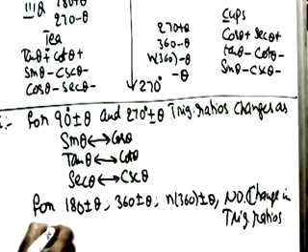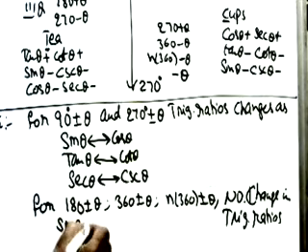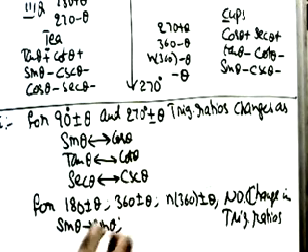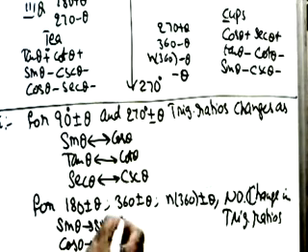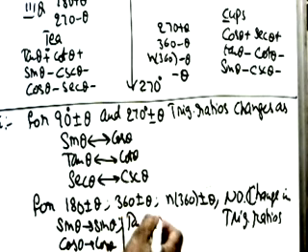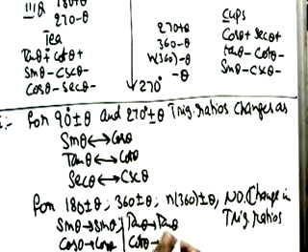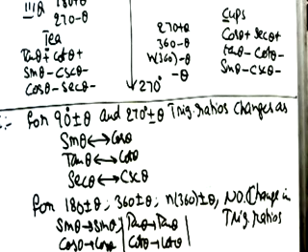That means sine remains sine. Sine theta remains sine theta only. Cos theta remains cos theta only. Tan theta remains tan theta only. Cot theta remains cot theta only. In the same way, sec remains sec and cosec remains cosec. Now let me practice some formulas on this.